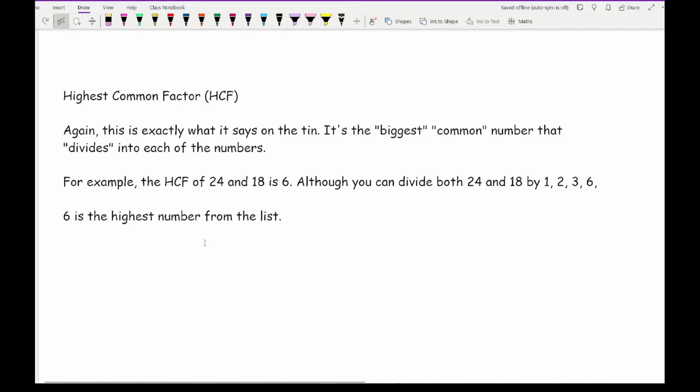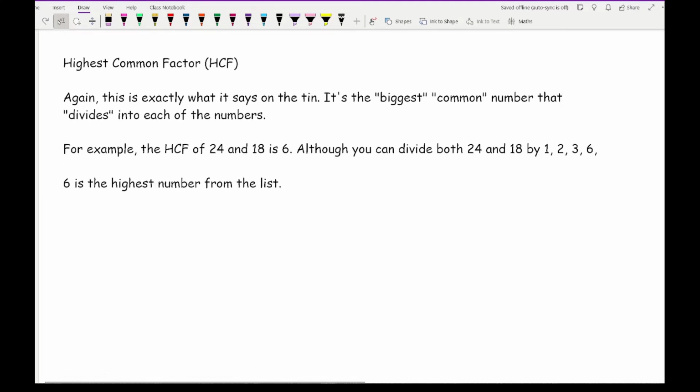So let's now have a look at the highest common factor. Again, this is exactly what it says on the tin. This is the biggest common number that divides into each of the numbers, leaving no remainder. So here the highest common factor of 24 and 18 is going to be 6. Although we can divide both 24 and 18 by 1, 2, 3 and 6, 6 is the biggest number from the list, so that's why it's labelled as the HCF.